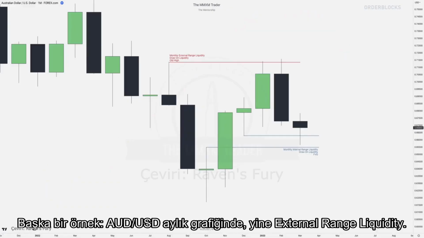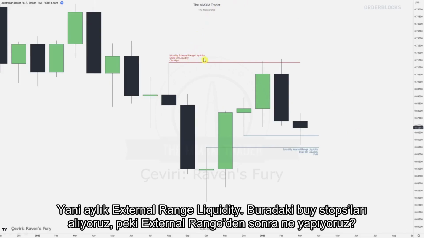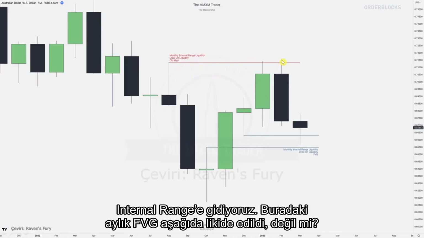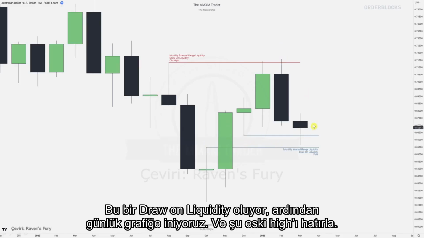Another example on Australian dollar, US dollar monthly chart. Again, external range liquidity, right? Monthly external range liquidity. So we raid these buy stops up here. So what do we do after external range? We go to internal range, right? We see this monthly fair value gap down here, being the draw on liquidity.